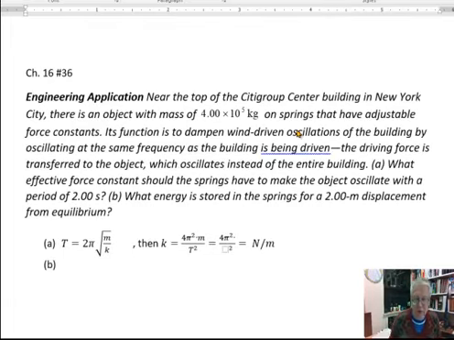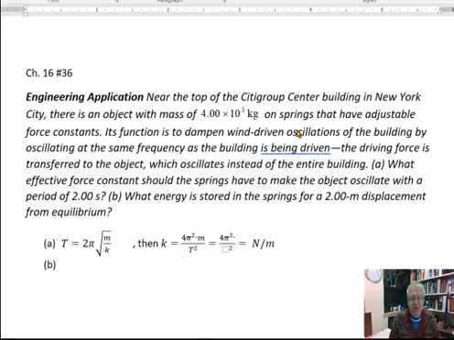All right, the next problem I'm going to do, an engineering application: near the top of the Citigroup Center building in New York City, there's an object with mass. This one is a whopping 400,000 kilograms, almost 1 million pounds, on springs that have adjustable force constant. Its function is to dampen wind-driven oscillations of the building by oscillating at the same frequency as the building is being driven. The driving force is transferred to the object, which oscillates instead of the entire building.